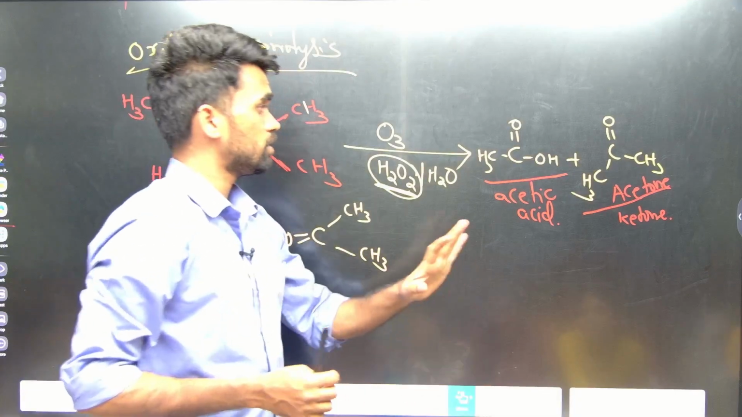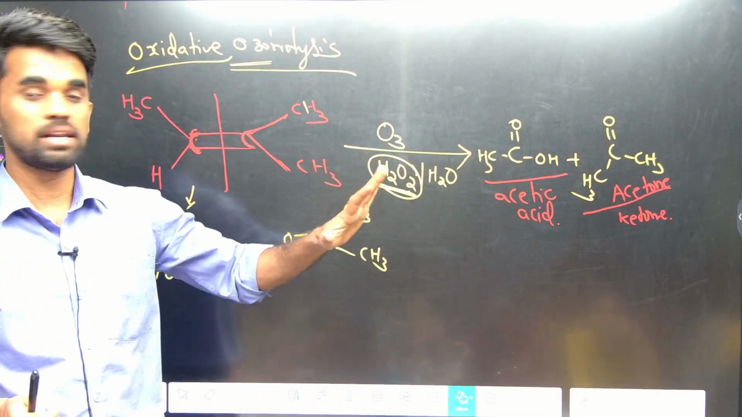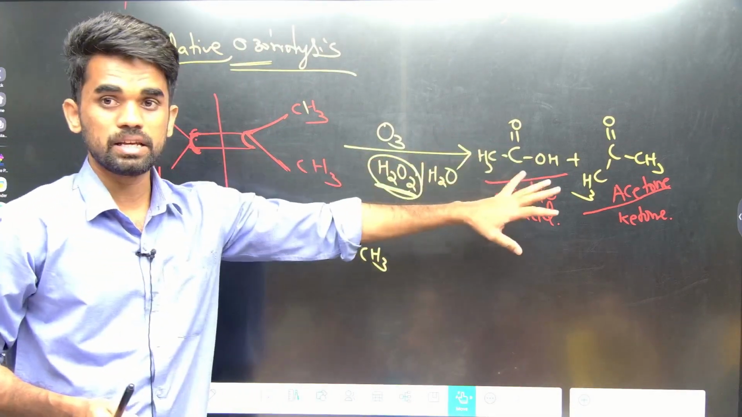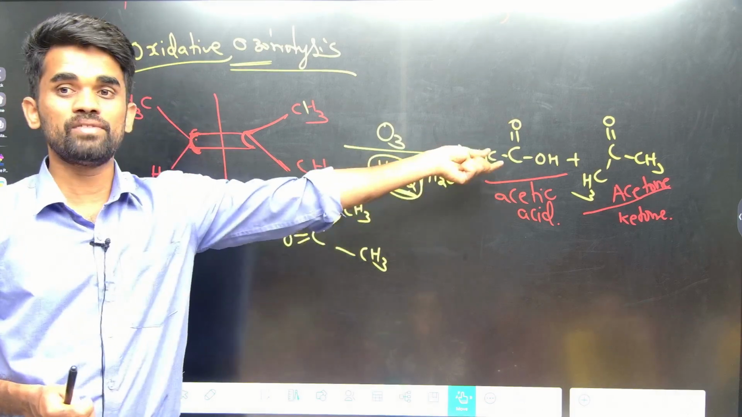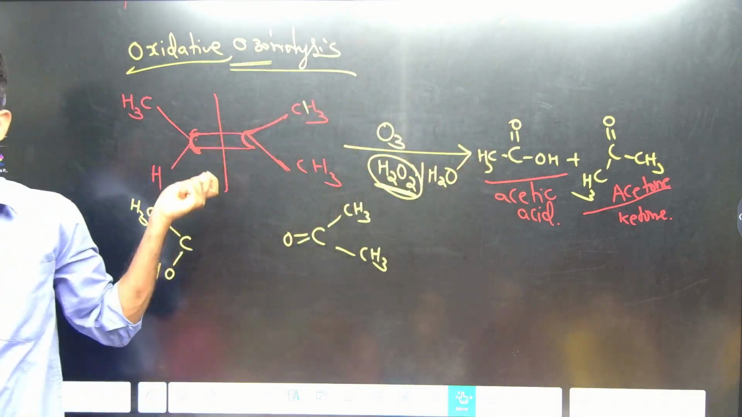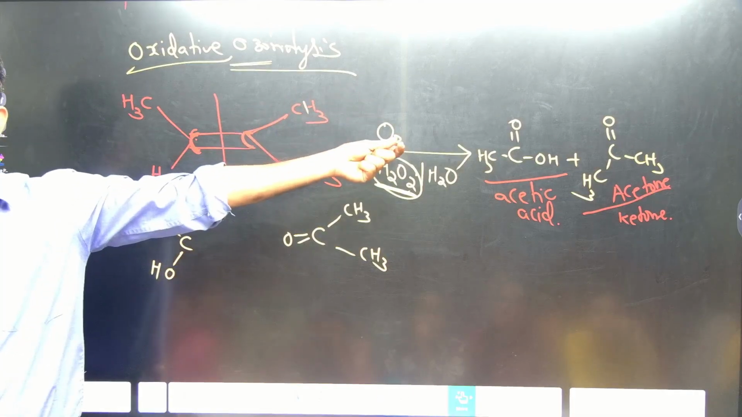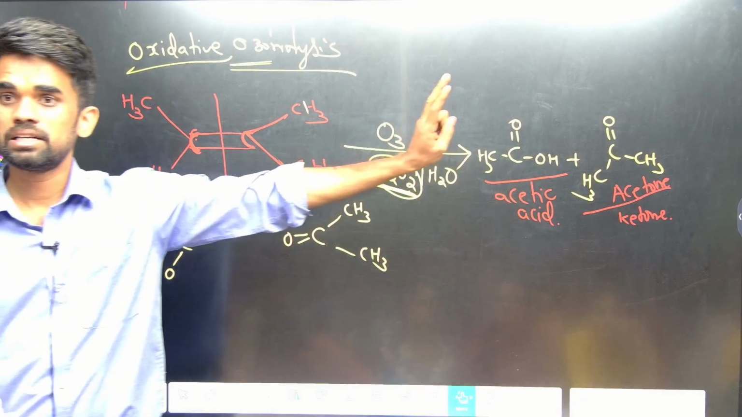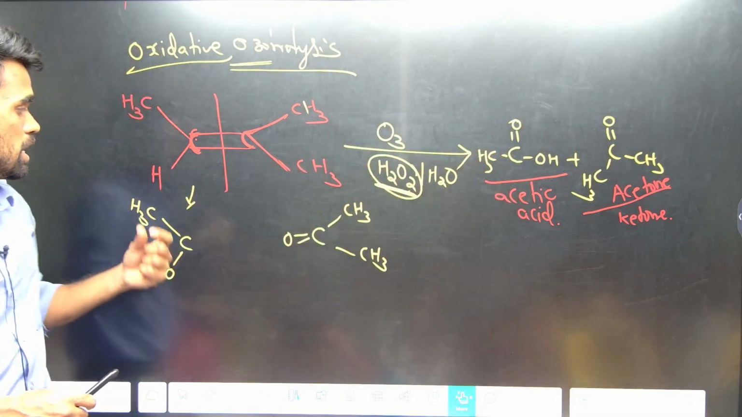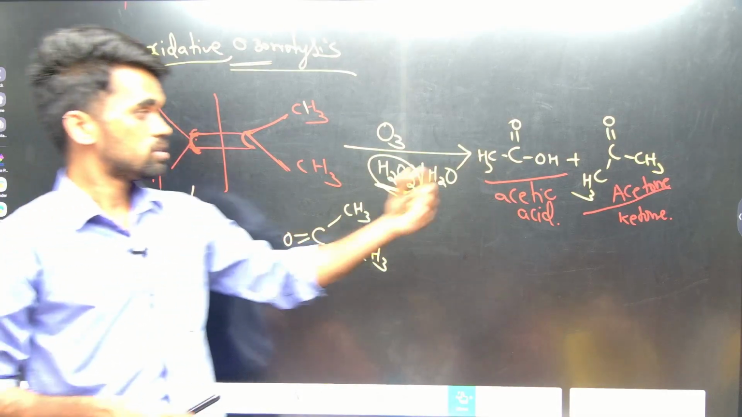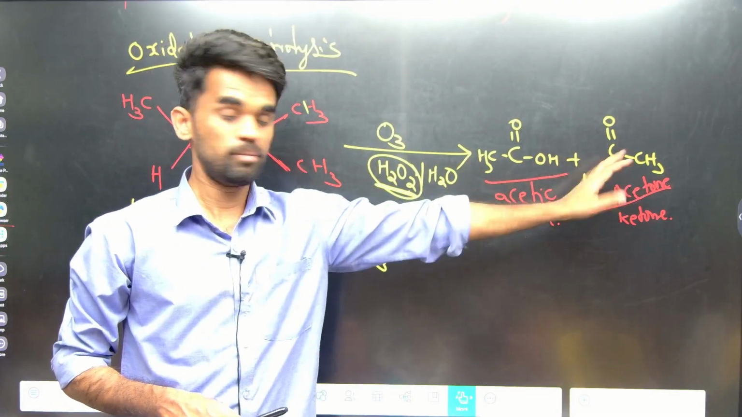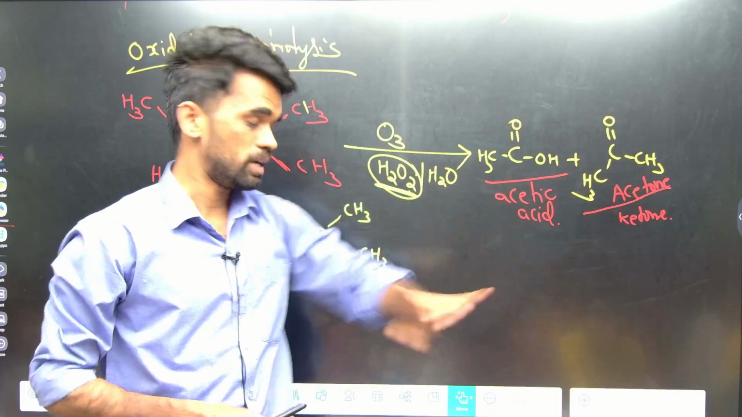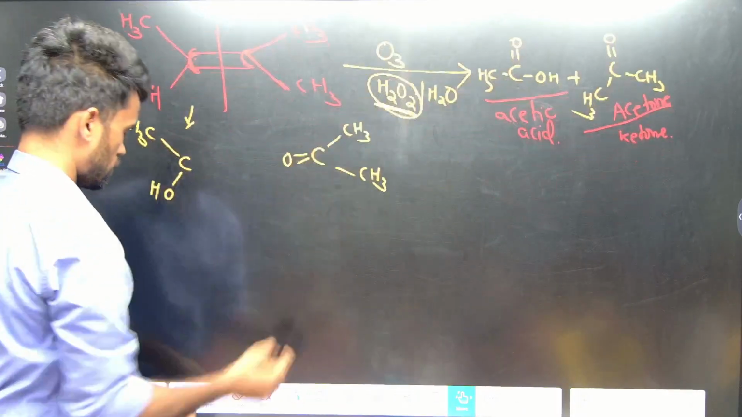So in the exam, they won't mention the products. They will ask you the names. For example, the products formed, X and Y, during the ozonolysis of this alkene will be? Here, what are the products? Acetic acid, acetone. So oxidative ozonolysis gives you carboxylic acids, and ketones, not aldehydes. Okay. Next one.